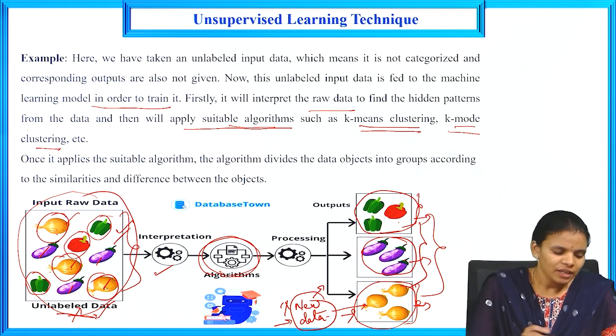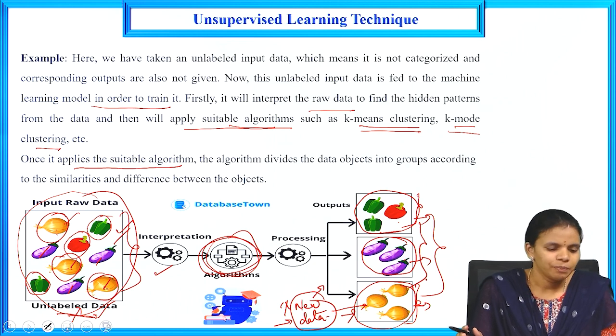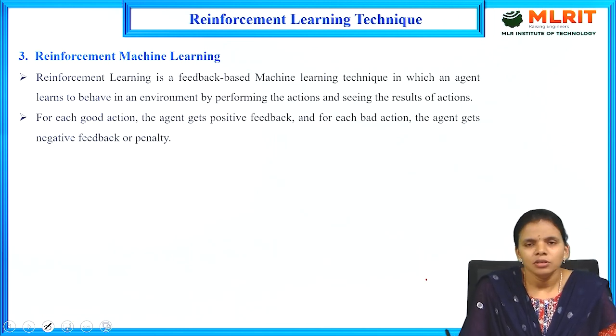So once it applies the suitable algorithm, this algorithm will divide the data objects into groups. So this is how unsupervised machine learning technique works. So coming to reinforcement learning technique. This reinforcement machine learning technique is different from supervised and unsupervised machine learning technique.